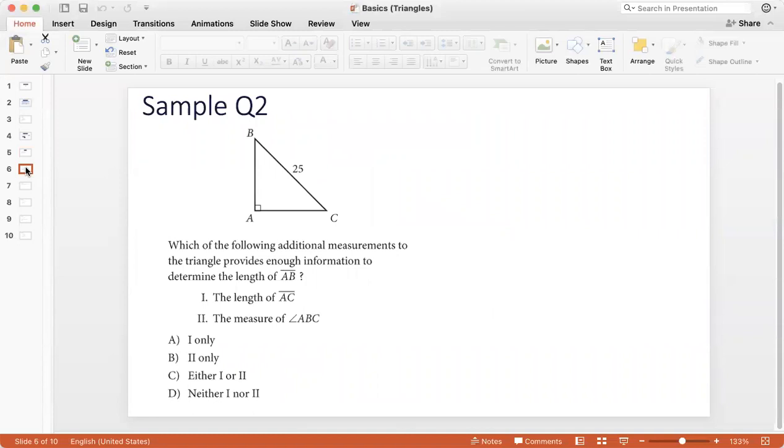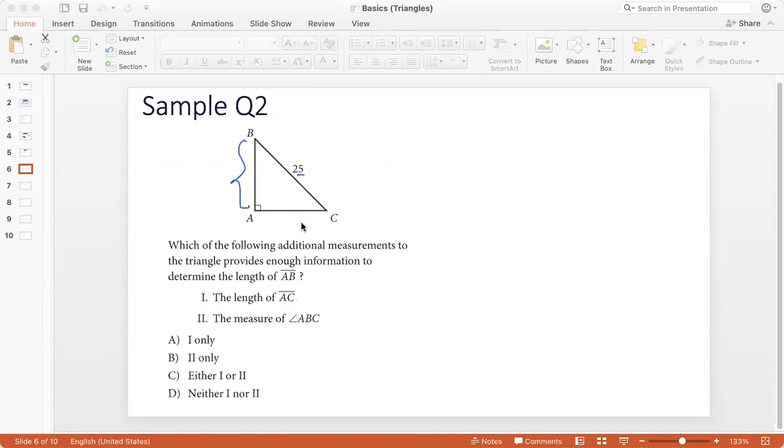Okay, so let's do this sample question. Which of the following additional measurements to the triangle provides enough information to determine the length of AB? So here we have a triangle ABC where angle A is a right angle and the hypotenuse 25 is given. And I need to find the length of AB. So which additional piece of information?